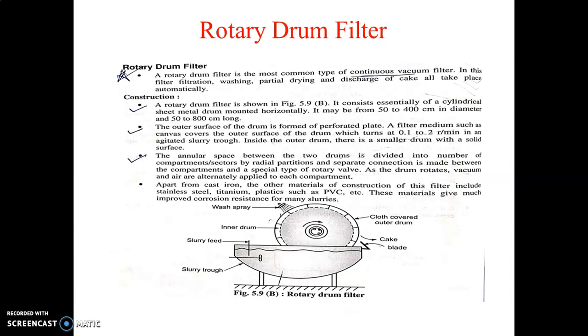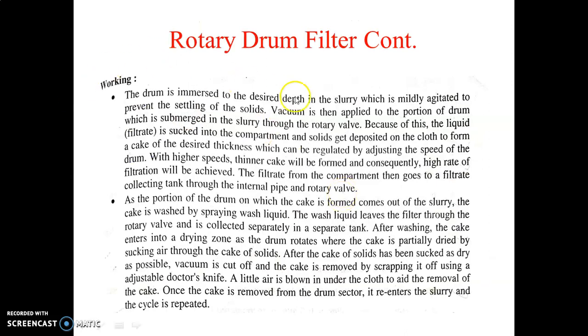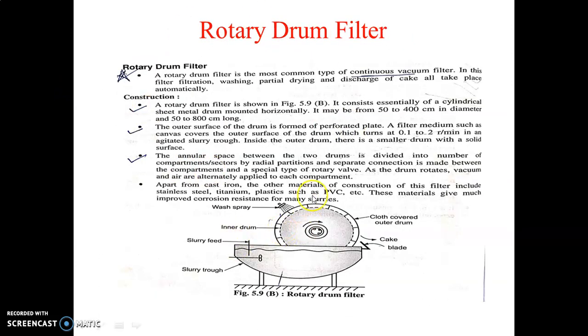Last lecture we discussed the construction of the rotary drum filter. Now we will discuss the working of this rotary drum filter. If we look at this figure, the drum is submerged, that means immersed to a desired length in a slurry. So this is the slurry, which is agitated by this agitator.